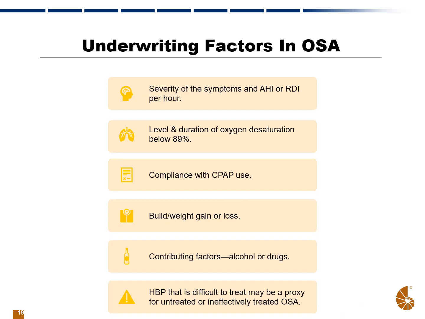So what are the underwriting factors in obstructive sleep apnea? You want to know the severity of the symptoms and what the AHI or RDI is per hour, the level and duration of oxygen desaturation below 89%, what the compliance is if CPAP has been prescribed, whether the person has gained or lost weight.